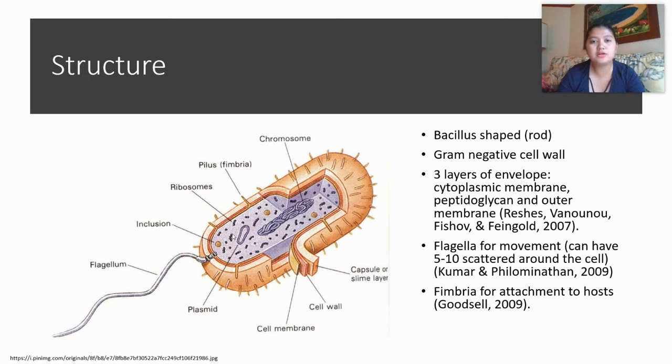Last important part of this cell structure is the fimbria for the attachments to host. It's not properly shown in this diagram. So when we get to talking about the attachment to the host, I will point that structure out to you as well.